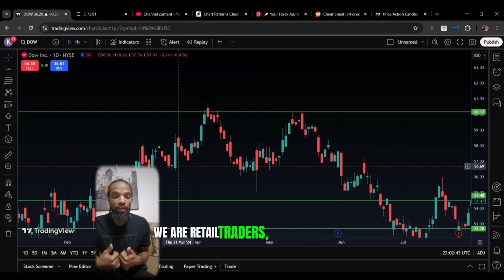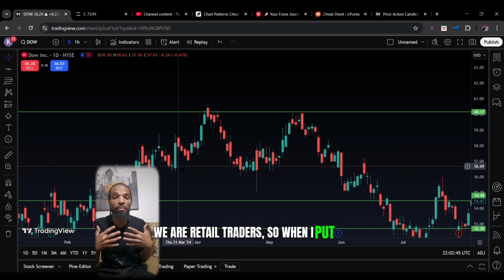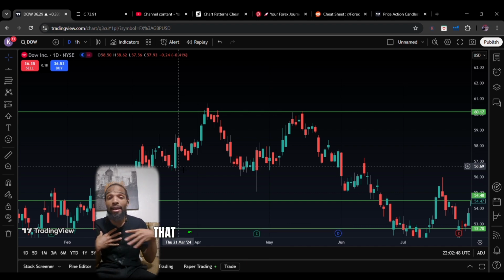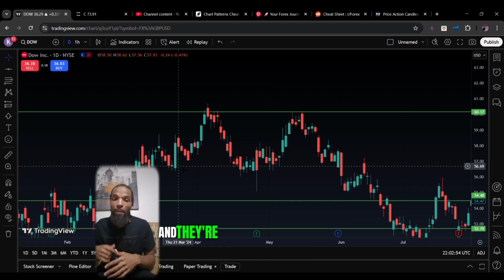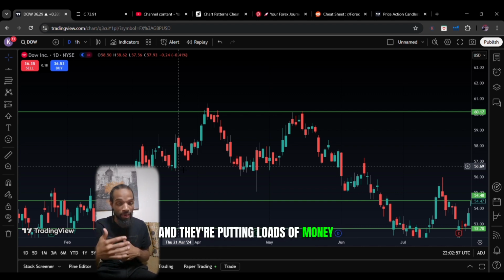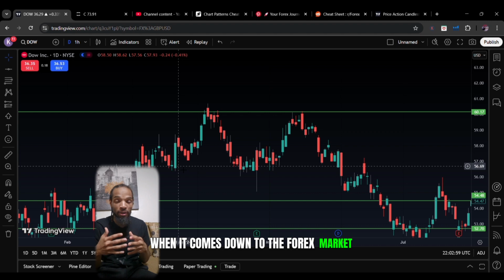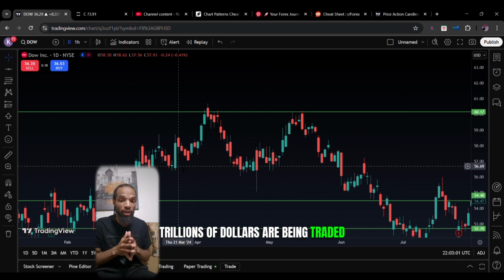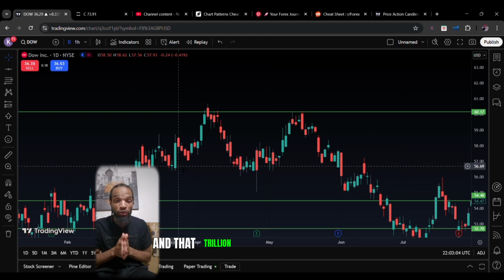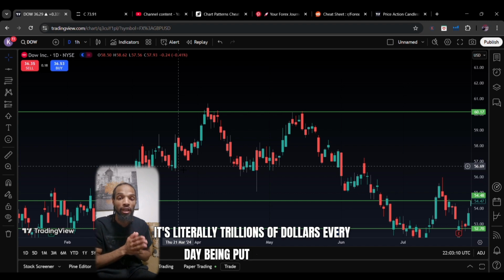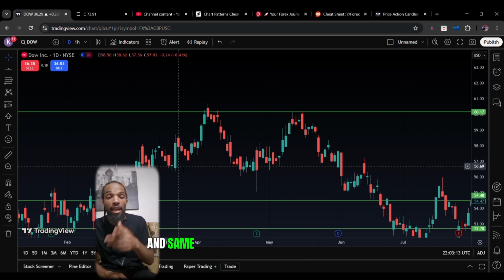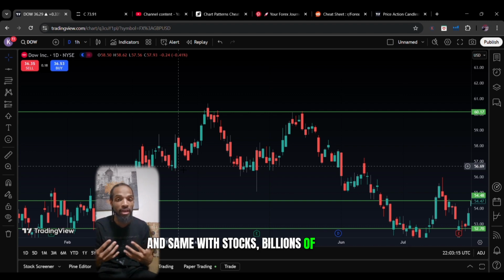We are retail traders. So when I put my little money in, that ain't gonna make the market move like that. Banks and financial institutions, they're the ones with the money, and they're putting loads of money in there. When it comes down to the Forex market, trillions of dollars are being traded every day. And that trillion is not an exaggeration. It's literally trillions of dollars every day being put in the market. And same with stocks, billions of dollars.